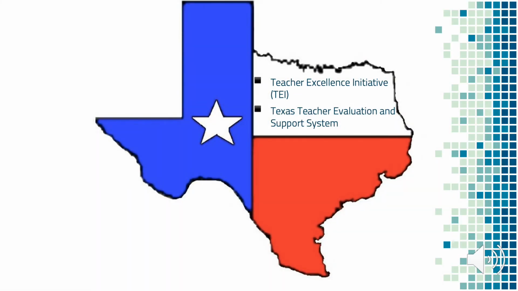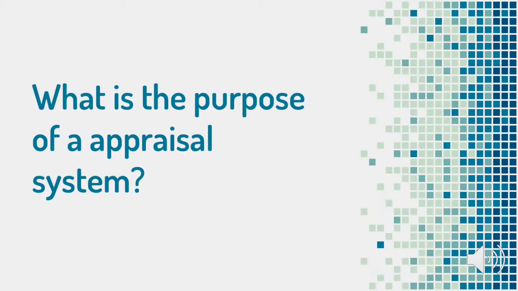There are many appraisal systems in the state of Texas, but two that stand out to me are the Teacher Excellence Initiative in Dallas Independent School District, which they also have PEI for principals, APEI for assistant principals, and CEI for counselors. And then also the Texas Teacher Evaluation and Support System, which Grand Prairie uses, and many other districts. So the question is, what is the purpose of an appraisal system?